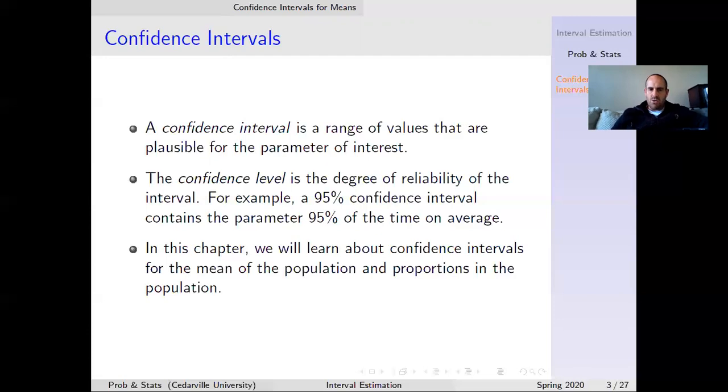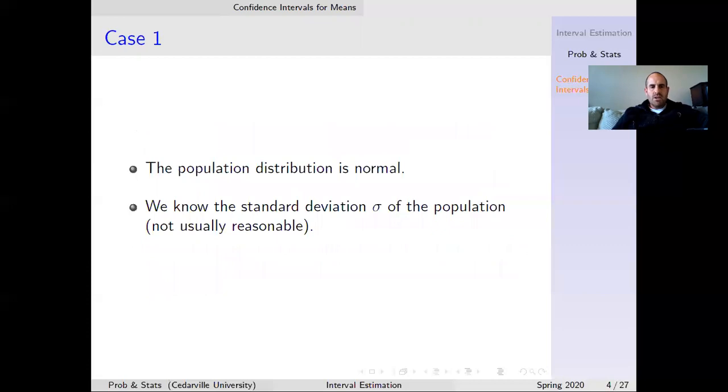Okay, so here again, we're going to learn about confidence intervals for the mean of the population and proportions in the population. Okay, and we will talk about proportions for the binomial distribution as well. All right, so there's a few cases that we're going to consider. The first case is the simplest, and it's probably the easiest one to articulate and to think through.